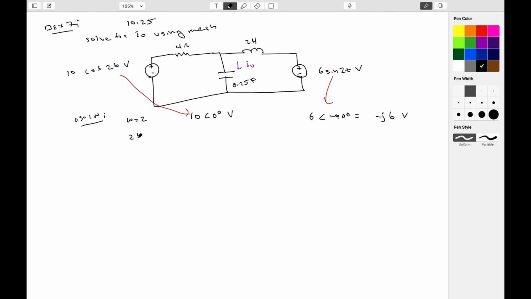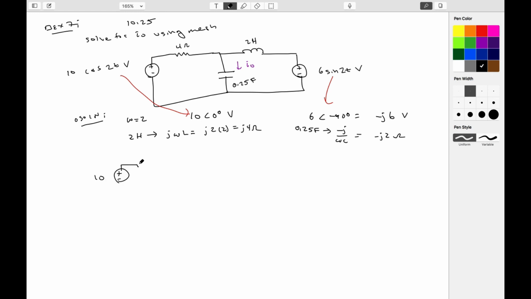And then I have 2 Henry, which transforms to J omega L, which is equal to J times 2 times 2, which is equal to J4 ohms. And then I also have 0.25 farad, which transforms to negative J over omega C, which is equal to negative J2 ohms. All right, so now my circuit will look like this.